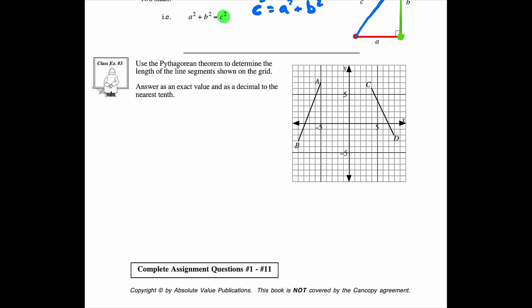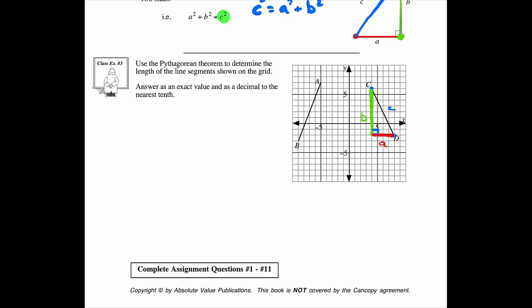Okay, looking at line segment CD, going between those 2 points right there, it is not a horizontal line or a vertical line, so I need to form a right angle triangle with a vertical line coming down, and I'm going to do that again with a little bit thicker line so we can see it, a vertical line coming down and a horizontal line going over. That's forming a right angle triangle. And now what I need to do is label one point as A, another point as B, and we're trying to solve for C.